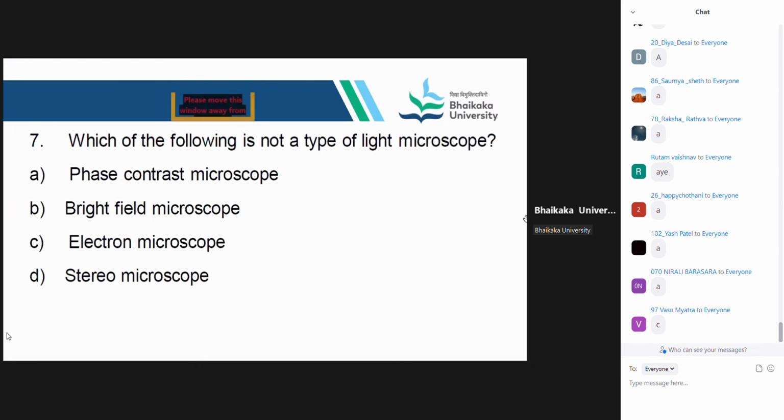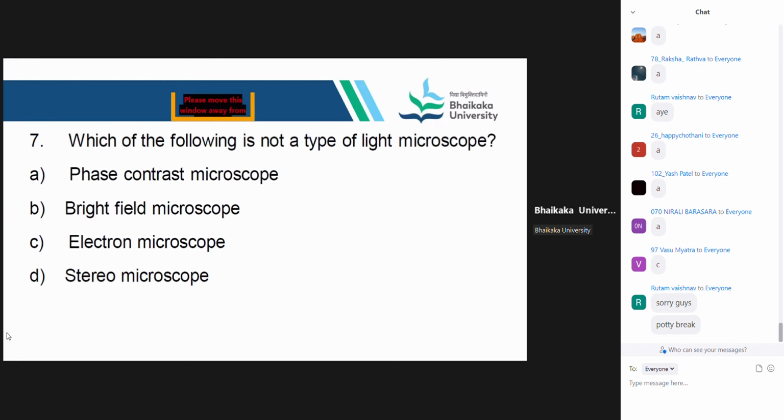Seventh question is, which of the following is not a type of light microscope? Phase contrast microscope, bright field microscope, electron microscope, or stereo microscope?